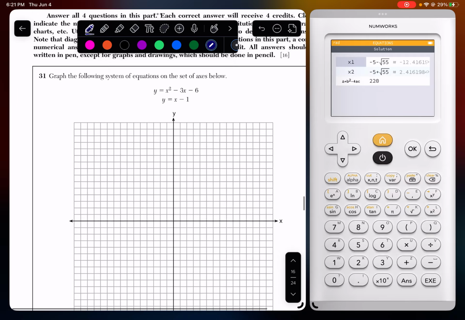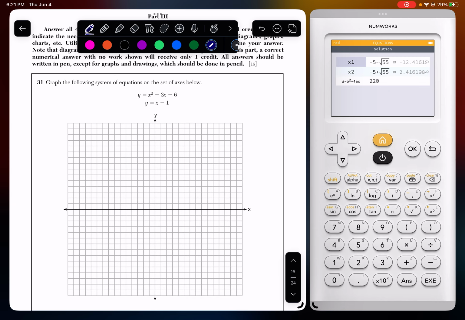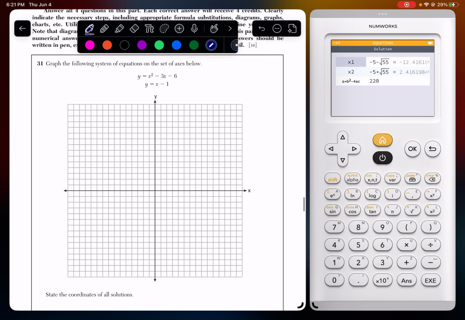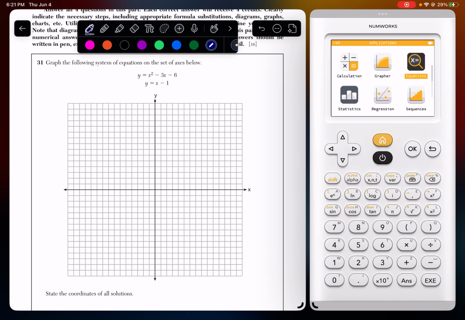Now we're moving into 4-point questions. So question 31 asks us to graph the following system of equations on the set of axes below. They gave me two equations, y equals x squared minus 3x minus 6, and y equals x minus 1. And then they said state the coordinates of all solutions.